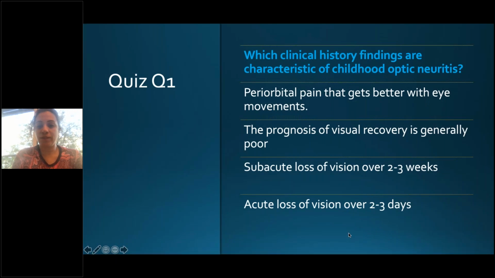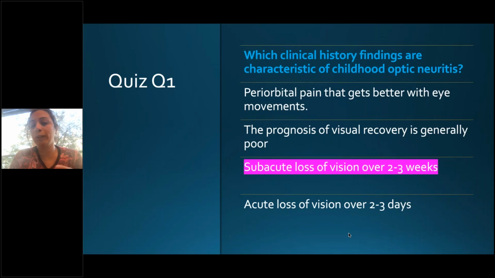Yes, that is correct. That's quite easy, a lot easier than the previous quiz. It's a subacute loss of vision over 2 to 3 weeks, not an acute one. We said the prognosis is quite good, up to 85% recover their vision. And the periorbital pain actually always gets worse with eye movements, not better. So when you move your eye, it hurts more.